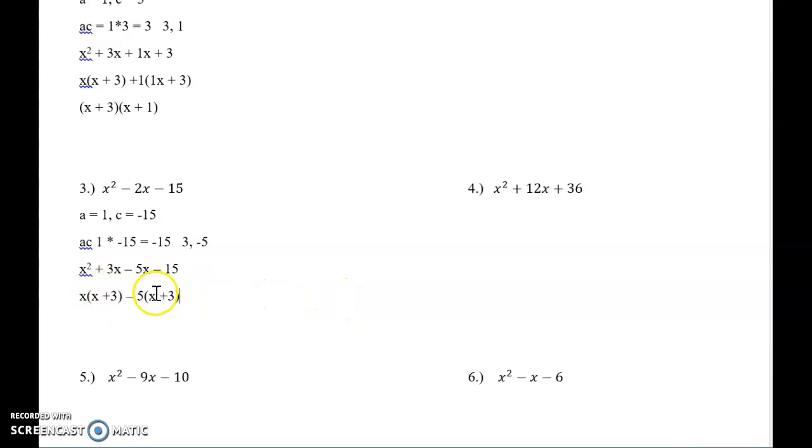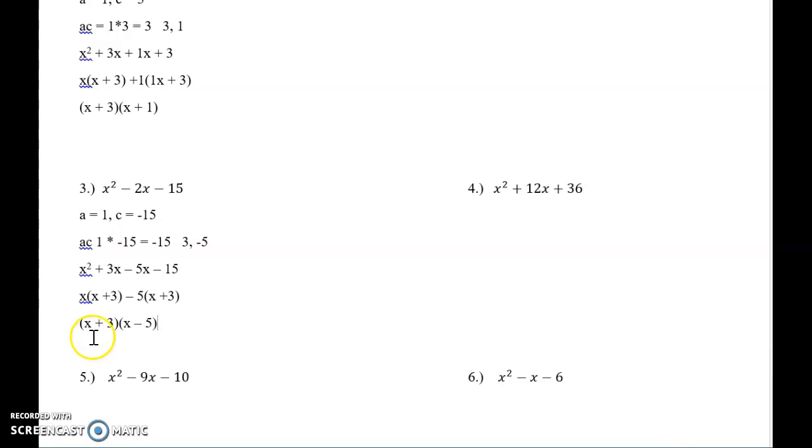All right, so what I have in the parentheses matches. That's what I'm hoping for. x plus 3. And then in the parentheses behind it is what's outside the parentheses, x minus 5. So x minus 5. And again, if I foiled that together, if I multiplied that back out, I would get this. These are the factors of this, because if I multiply those together, I get this.